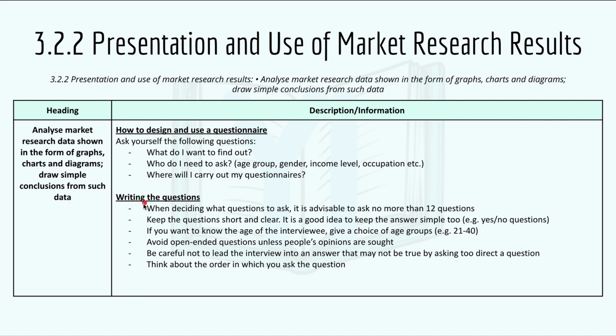And for writing the questions, when deciding what questions to ask, it is advisable to ask no more than 12 questions. You can keep the questions short and clear. It is a good idea to keep the answers simple too, like a yes or no question. If you want to know the age of the interviewee, give a choice of age groups like 21 to 40. Avoid open-ended questions unless people's opinions are sought. Be careful not to lead the interviewee into an answer that may not be true by asking too direct a question. And think about the order in which you ask the questions.